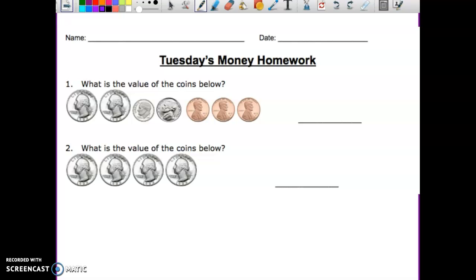So I wanted to go ahead and work your child's homework for them so that you were able to check it and know what was expected of them. So the first one is find the value of the coins below. We've done this a couple of different ways.